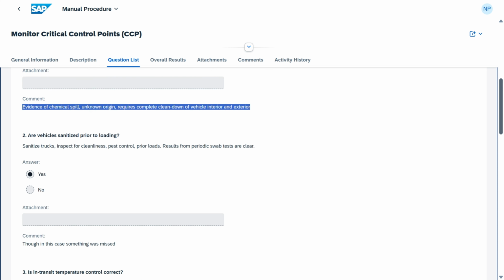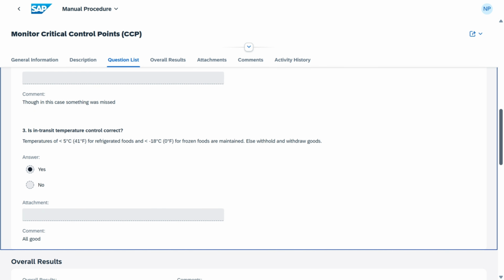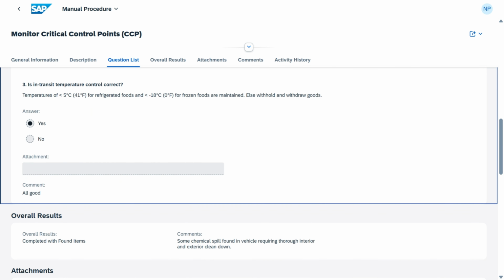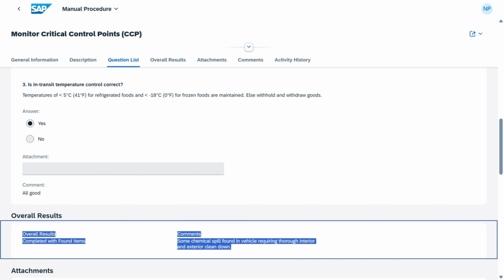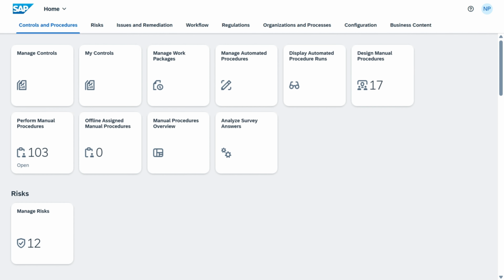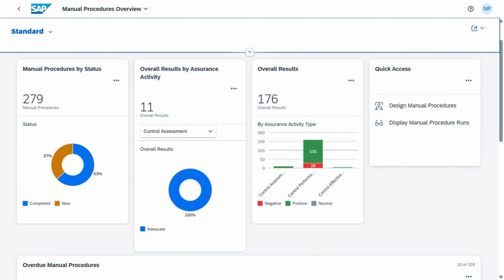A thorough clean down of the vehicle is required. This is also the overall conclusion for the manual procedure test, which led to the finding being raised in RAM for that control. The finding can be further dealt with in RAM's issue and remediation service. We can review all manual and automated procedure results via standard RAM tiles. The manual procedures chart shows the status, activity types, and overall results for manually recorded results. The graphical objects are all drill-through, for easy and precise access to actionable information.